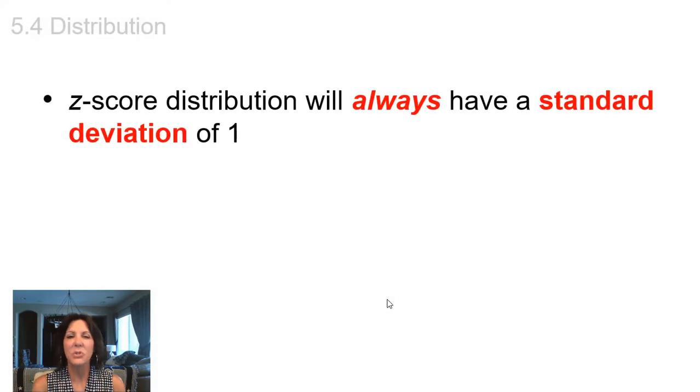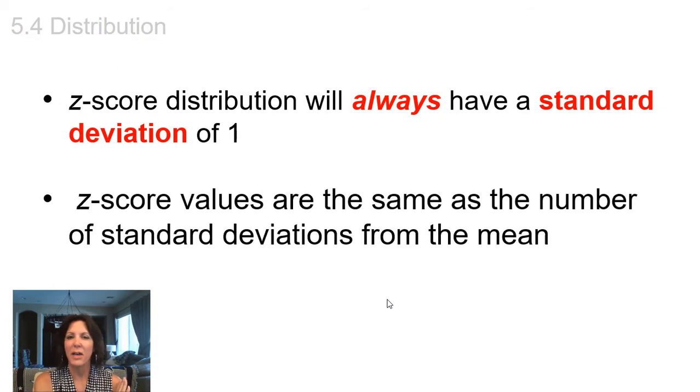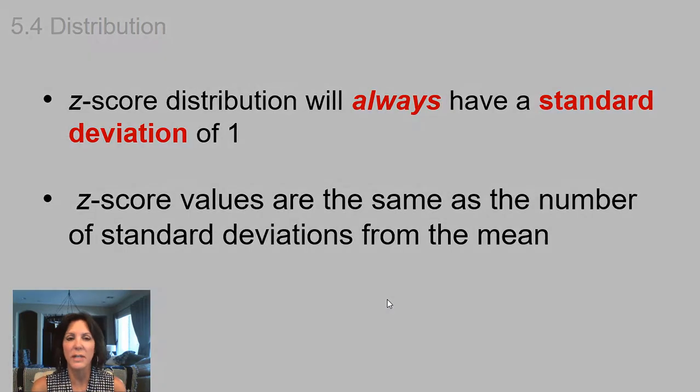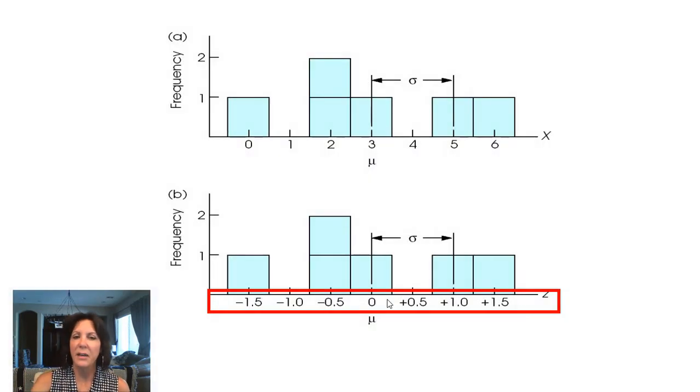And finally, the z-score distribution will always have a standard deviation of 1. So z-score values are the same as the number of standard deviations from the mean. So a z-score can be interpreted as: this is how many standard deviations the score is from the mean. So we'll take a look again here. Here are the scores. And in this case, we know the standard deviation is 2.